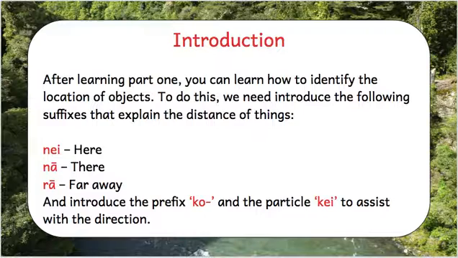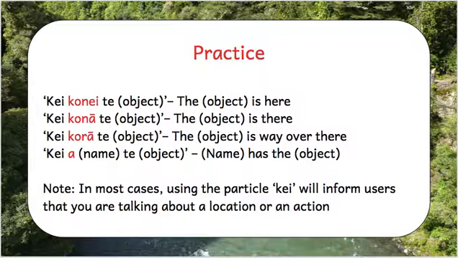Right, so here's some sentences and how they look for practice. So, k, kone te puka puka. The book is here. K, kona te puka puka, the book is there, pointing away from where you are. Kei kora te puka puka, the book is way over there, on the other side of the room, for example.